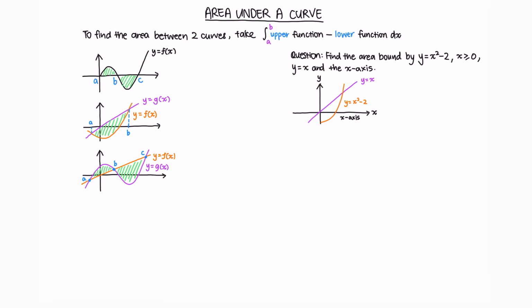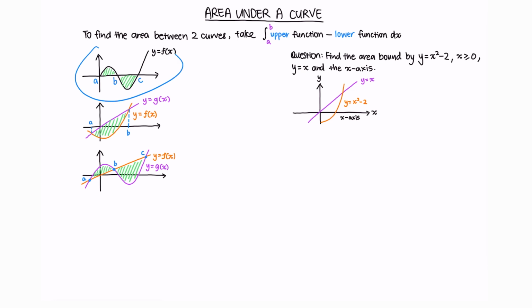But in general, if we want to find the area between two curves, we want to take the definite integral from a to b of the upper function minus the lower function. So here we take whatever function is on top minus whatever function is below to find the area between these two functions. Okay, let's apply this to a few scenarios.